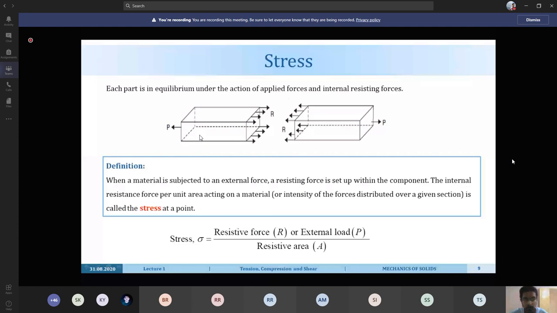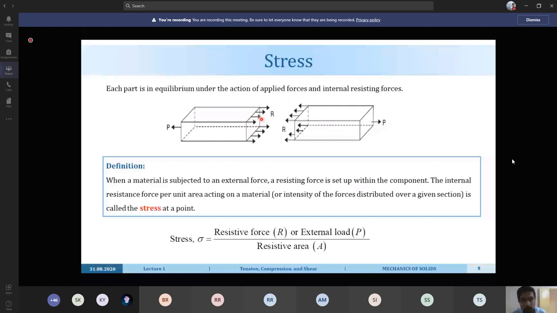So now we can define stress as: when a material is subjected to an external force, the resisting force is set up within the component. The internal resisting force per unit area acting on the material is called stress at that point. Once again, the internal resisting force per unit area.